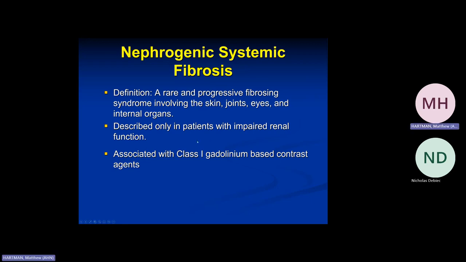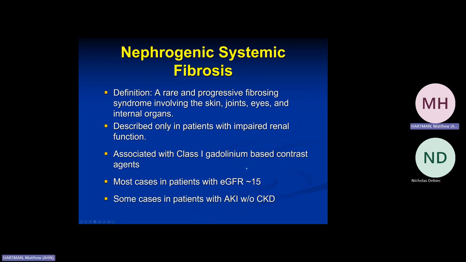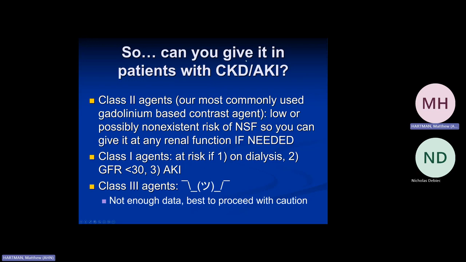So then the pendulum swung and we got very strict about who we gave contrast to and who we didn't, looking very closely at the renal function, not giving it to dialysis patients, not giving it to renal patients. And then with more epidemiology, especially anyone with a GFR less than 15. So can you give gadolinium contrast to patients with chronic kidney disease?